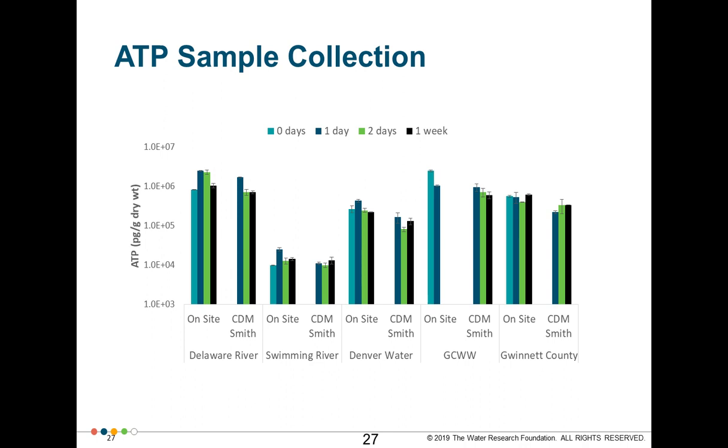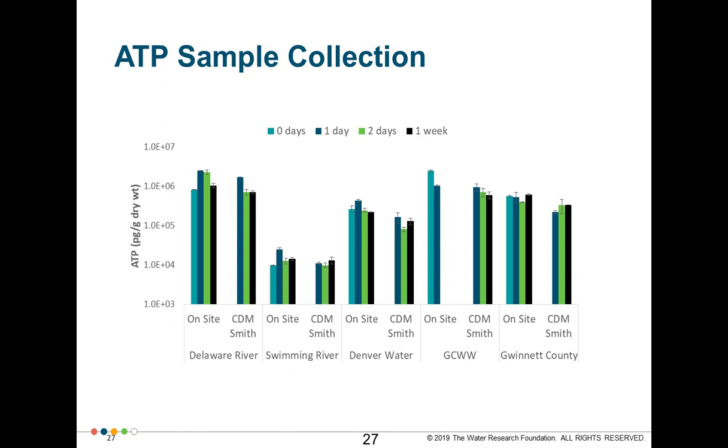So the first thing we wanted to evaluate was how long the sample can be held before you start to see changes in ATP. What we learned was that after approximately 48 hours, you start to see substantial decreases. After 1 week of holding at 4 degrees Celsius in the fridge, we saw a 10% decrease in the ATP concentrations. So from this work, we recommended a 48-hour hold time.